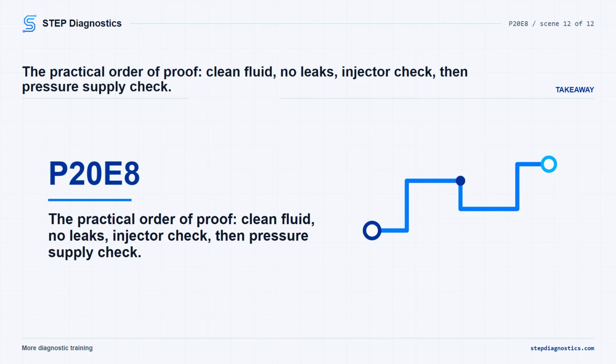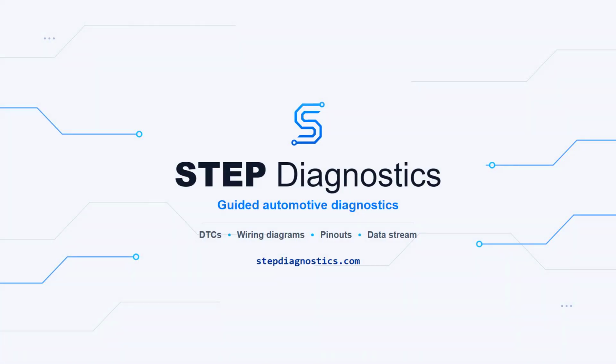The takeaway is simple. Prove the fluid is clean, prove the system is not leaking, then use the commanded leak test pressure to separate an injector leak from a pressure supply problem.